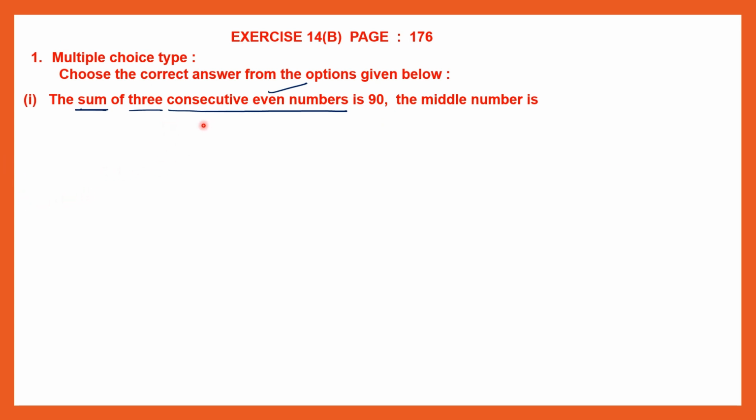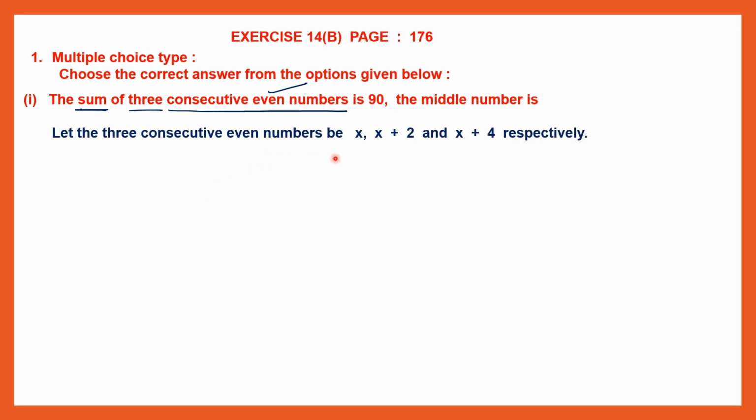Since we don't know what these three consecutive even numbers are, we're going to say, let the three consecutive even numbers be x. The next one will be x plus 2. Why are we saying 2? Because we're talking about even numbers. If it is just any number, the next numbers will be x plus 1, x plus 2, x plus 3. But since they are even numbers, we're saying x plus 2 because we have to skip a number in between. So the next will be x plus 4. So the three consecutive even numbers, let them be x, x plus 2, x plus 4 respectively. This is the first number, this is the second number, and this is the third number.